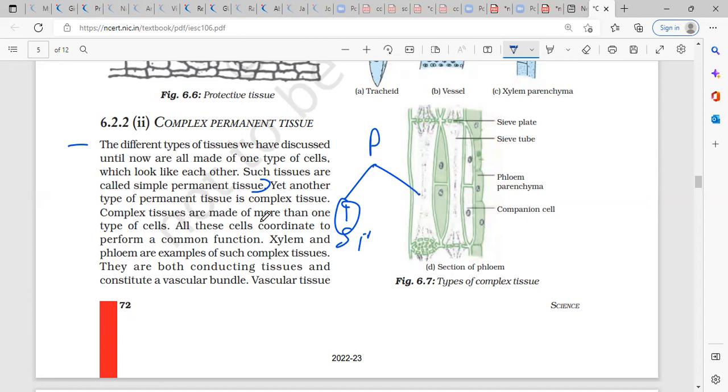Complex tissues are made of more than one type of cell. All these cells coordinate to perform a common function. Though they are made up of different types of cells, they coordinate with each other and perform a common function. Clear? So you will write: complex tissues are made up of more than one type of cell. All the cells coordinate to perform a common function. Clear?